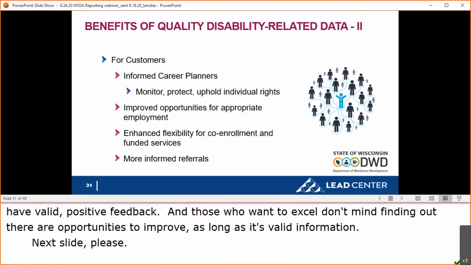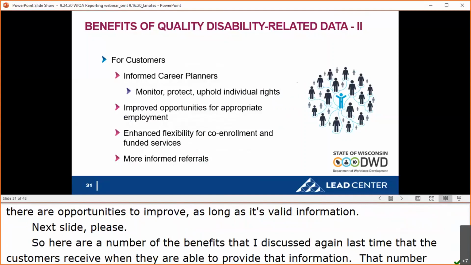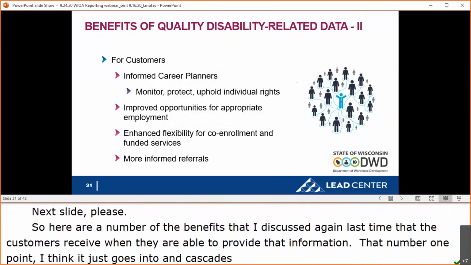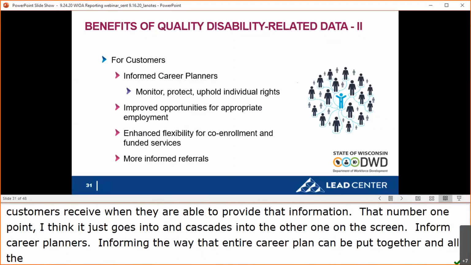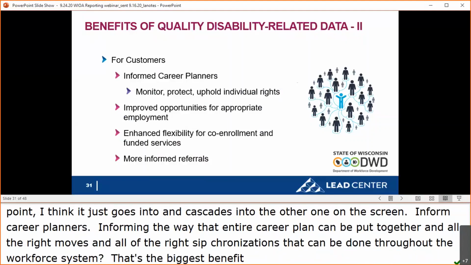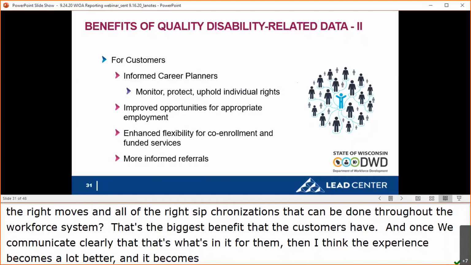So here are a number of the benefits that I discussed last time that the customers receive when they're able to provide that information. That number one point cascades into the other ones on the screen. It informs career planners, informing the way that the entire career plan can be put together, with all the right moves and all of the right synchronizations that can be done throughout the workforce system. That's the biggest benefit that the customers have. And once we communicate clearly that that's what's in it for them, the experience becomes a lot better and more efficient. Next slide, please.